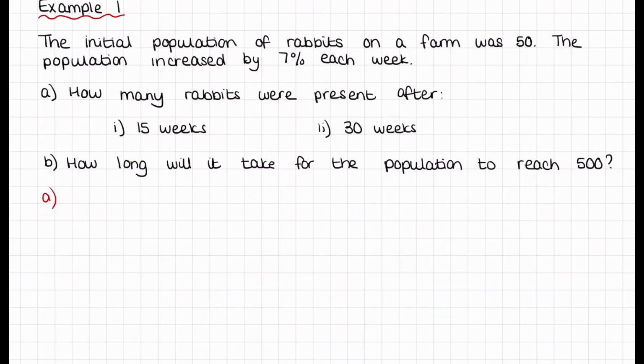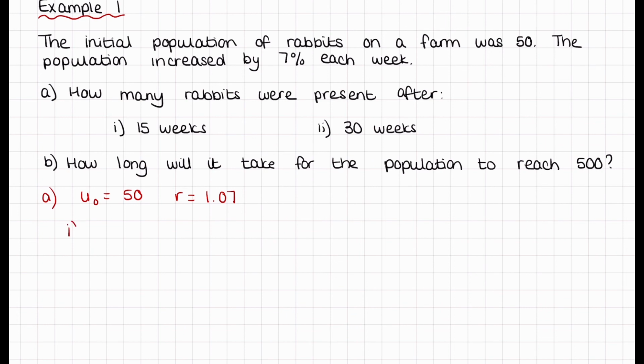So for part A, we've got this formula, Un equals U0 times r to the power of n. So U0 is our initial amount, which was 50. And our r is our rate. Now, if it's increasing by 7% each week, it's not just 7%. We have to think of it as, same as our compound interest, where we have that 1 plus the rate. Same idea here, so it would actually be 1.07. 1 for the whole, and there's 0.07 for this extra 7% we have on top.